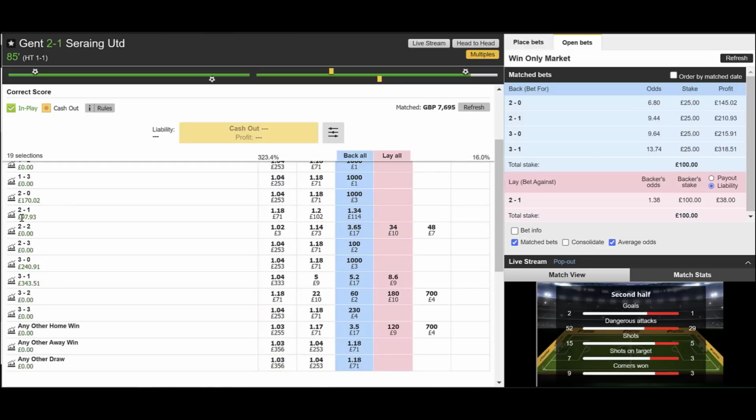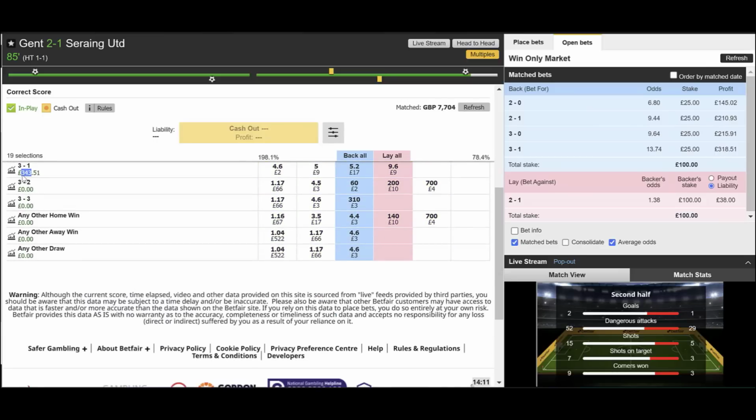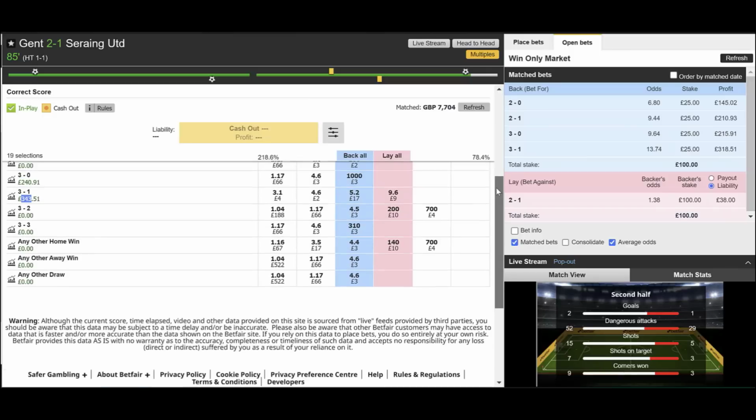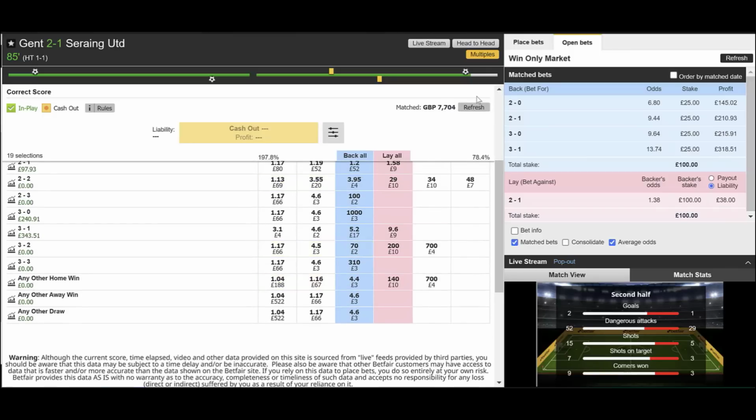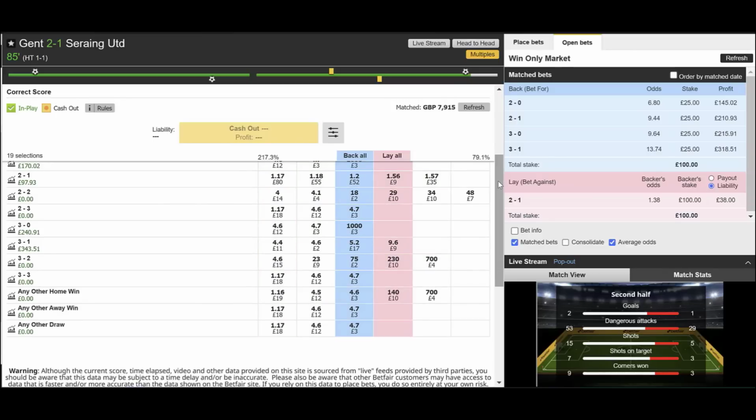So look, if it remains 2-1, there's around 5 minutes left, we'll make £97. If it goes to 3-1, we've got a nice bit of profit on that one, and we would leverage up pretty nicely up to £343. And obviously, if it goes to 2-2, then that's a risk we're willing to take, or we could look to cash it out. The cash out's not available at the moment. This can often happen on the correct score market. Just something to be aware of.